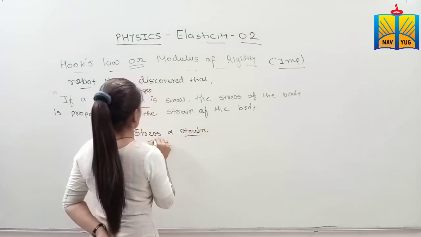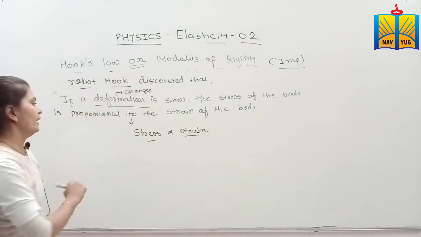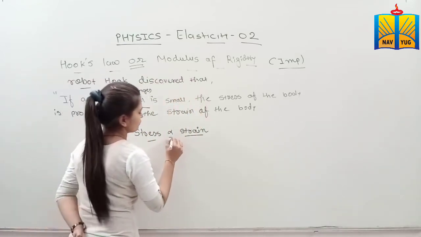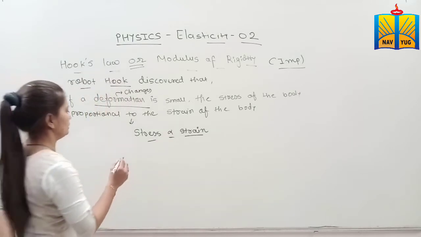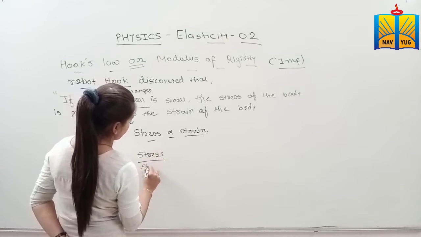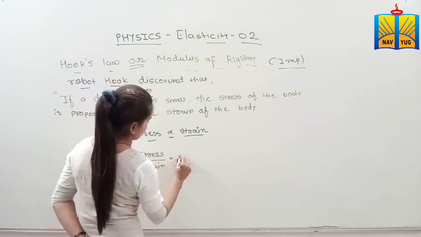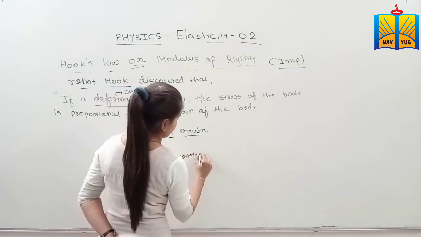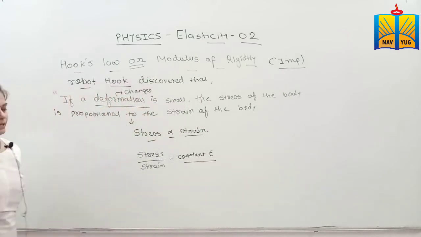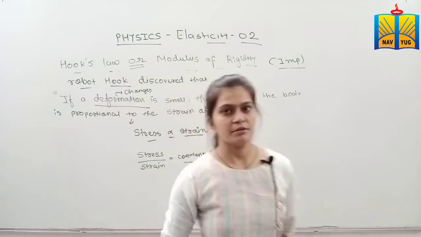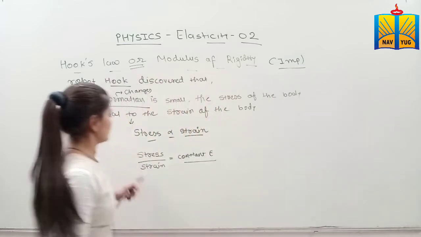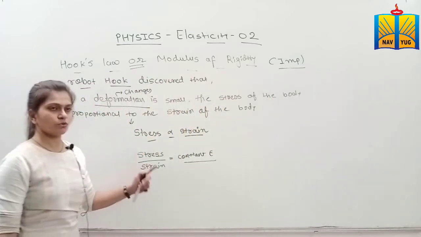Must remember the condition: if the deformation is small, at that time stress is proportional to strain. Now if we want to remove the proportionality, we can do it like this: stress divided by strain is equal to constant E. We remove the proportional and we are using constant E. Here we are studying elasticity, so we are using constant E. Stress divided by strain is equal to constant E.